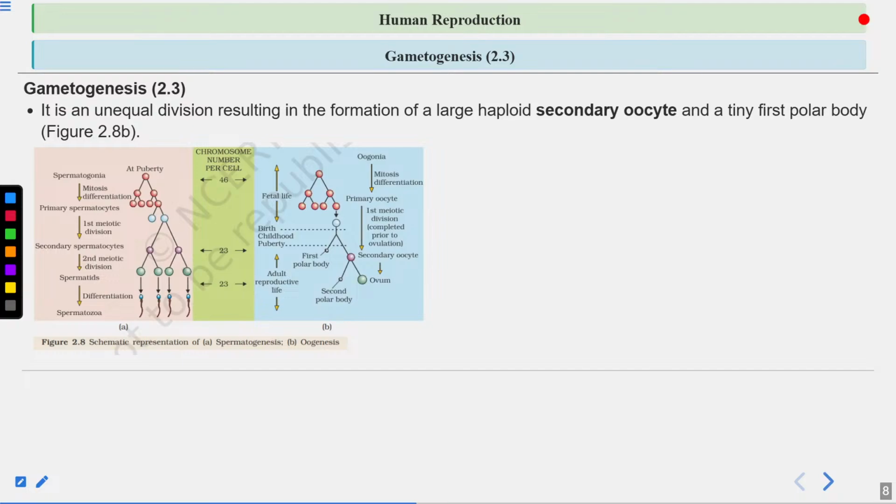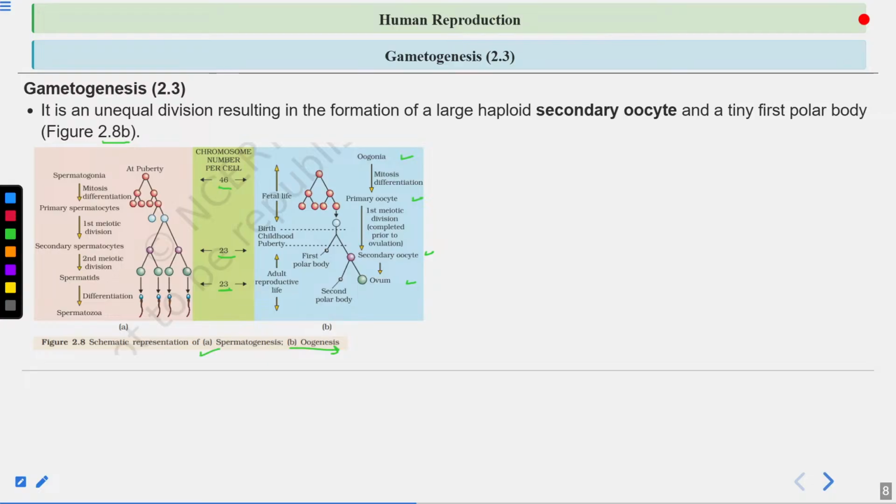Okay. So here you can see a schematic representation of spermatogenesis and oogenesis. Spermatogenesis we have already discussed. We will consider it on figure 2.8b, which is this one. So here they have shown you a schematic representation of egg formation in females. They have shown you the chromosome number, meaning the ploidy, and the entire process and the various cells that are formed, various stages of oogenesis.